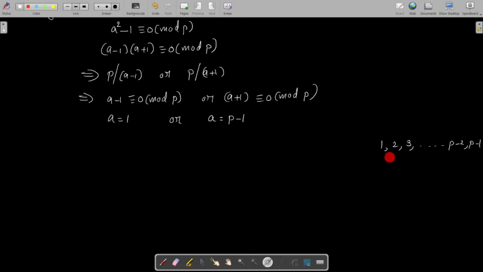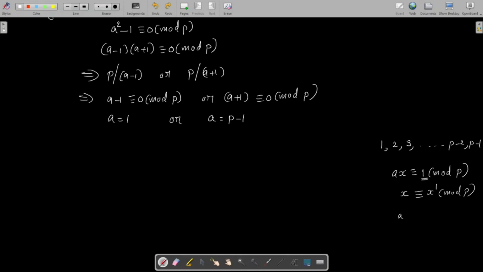Here we choose an integer small a from the list 1, 2, 3, etc. P minus 1, and we consider the linear congruence Ax congruent to 1 mod P, and this has a unique solution since GCD of A and P equal to 1, and that 1 divides 1. And the solution X of this linear congruence is unique modulo P. Unique modulo P means that it is an integer between 1 and P minus 1, and if there is any other solution X dash, then X will be congruent to X dash mod P.